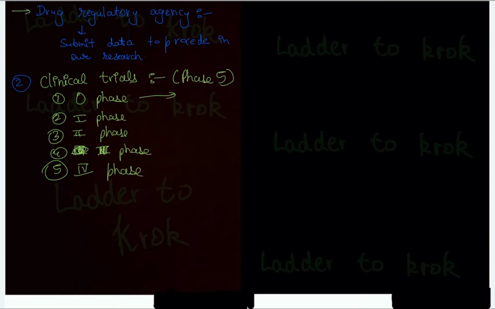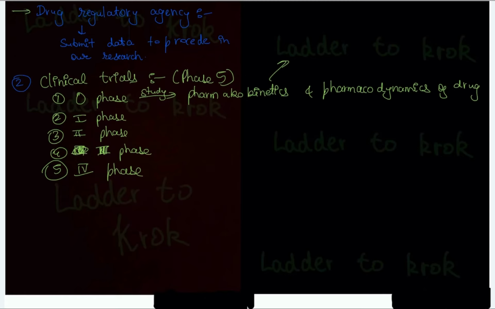In phase 0 we will study what? We will study the pharmacokinetics and pharmacodynamics of the drug. What is pharmacokinetics? We will discuss it in the next video. Pharmacokinetics is how our body reacts to the drug: how our body will absorb, distribute, metabolize and excrete the drug. Pharmacodynamics means how the drug reacts to the body, for example a drug that decreases your blood pressure or activates your parasympathetic system. What effect the drug shows on your body is pharmacodynamics.